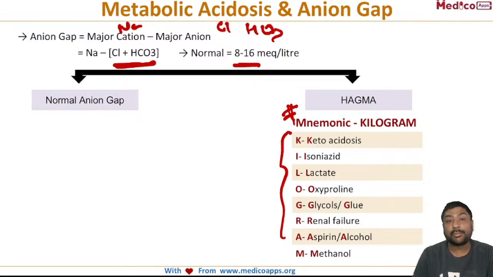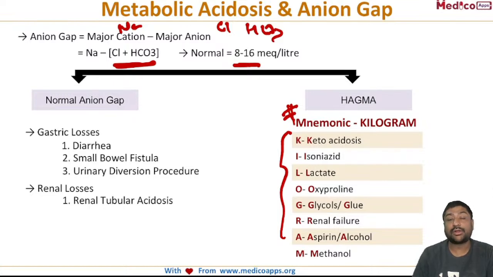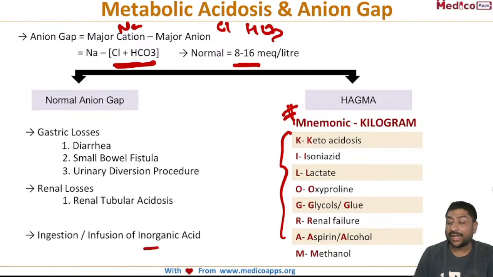When we talk about normal anion gap, it can be gastric losses like diarrhea, small bowel fistula, or even urinary diversion procedures. Renal losses in terms of renal tubular acidosis can also cause normal anion gap metabolic acidosis, and ingestion of inorganic acids can cause metabolic acidosis.